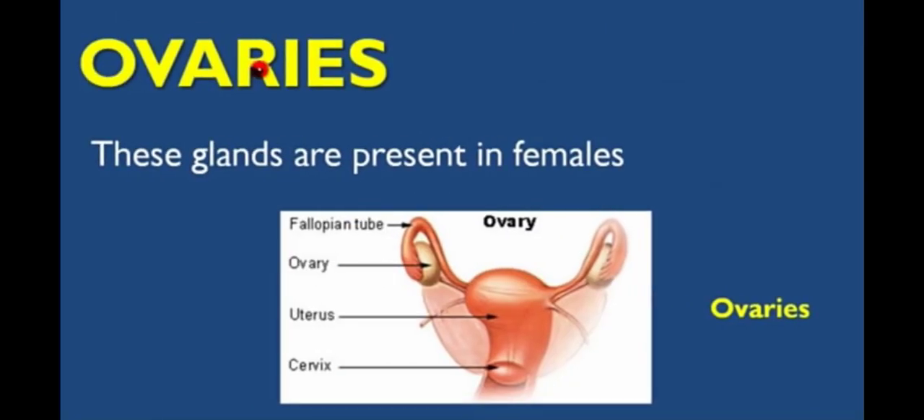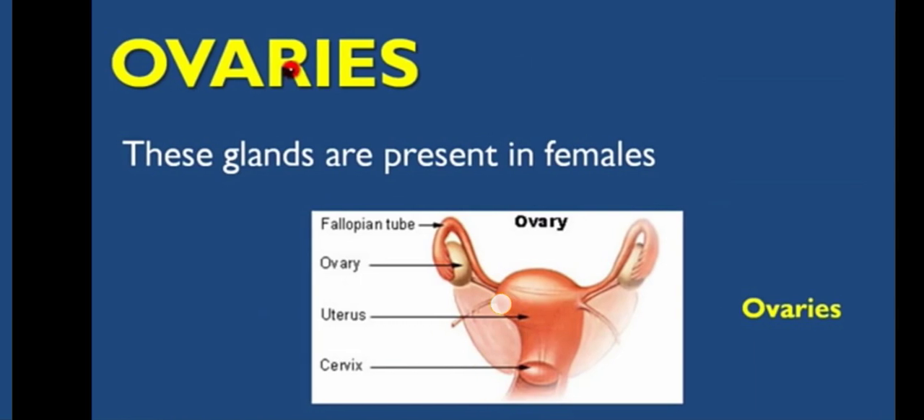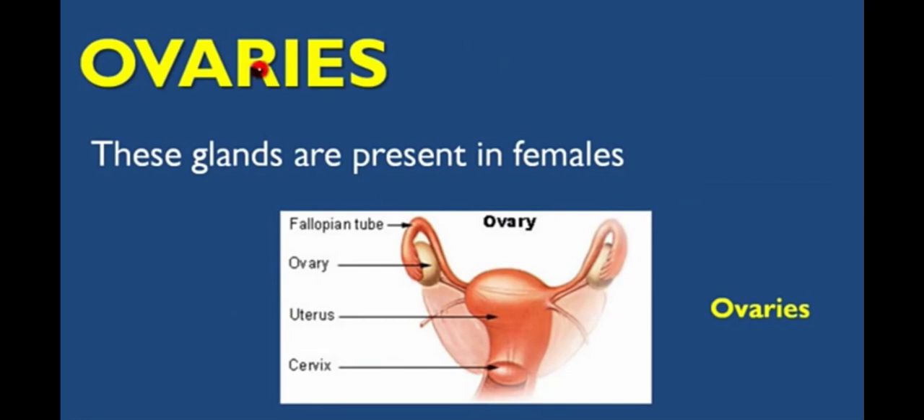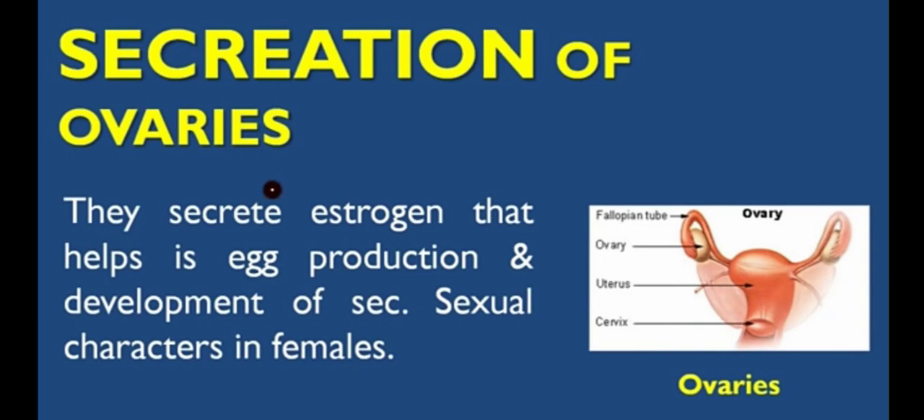Then comes the ovaries. Ovaries, you have learned, or might have learned, in your chapter number 9, right? Ovaries are the glands that are present in female. There is a pair of ovaries which are located below the fallopian tube, right? Then the secretion that is done by ovaries: ovaries secrete hormone estrogen. This estrogen hormone helps in the production of egg and development of secondary sexual characters in females. So this is the estrogen hormone that is secreted by ovaries.